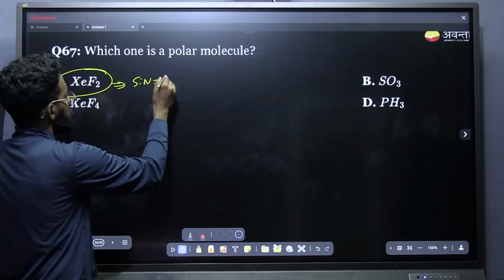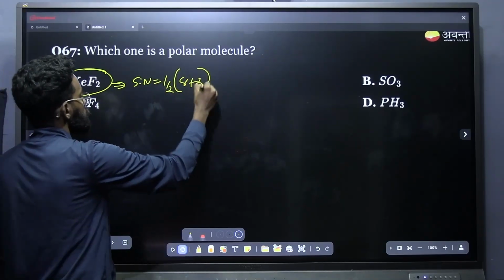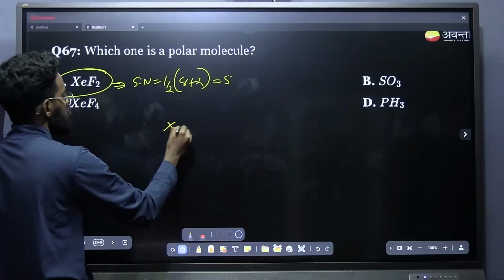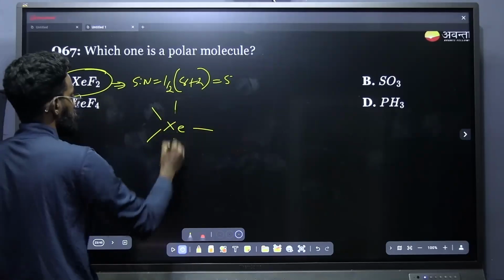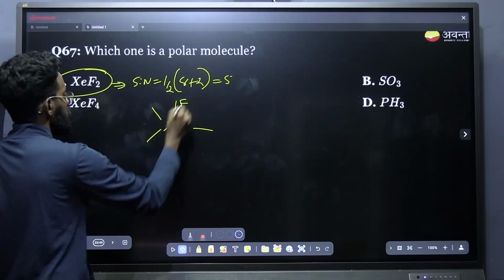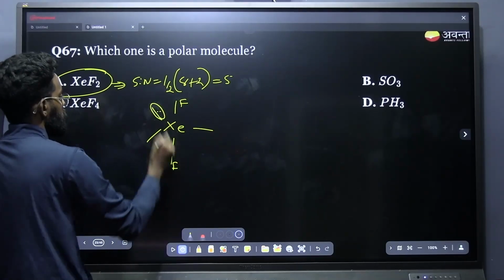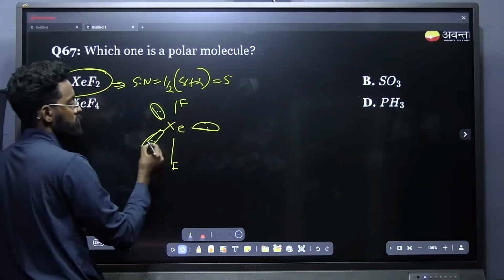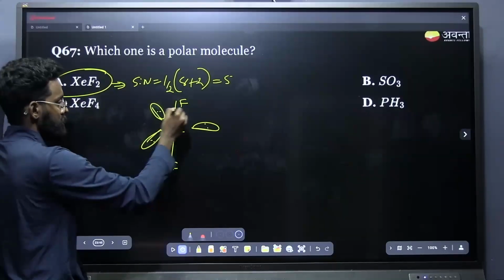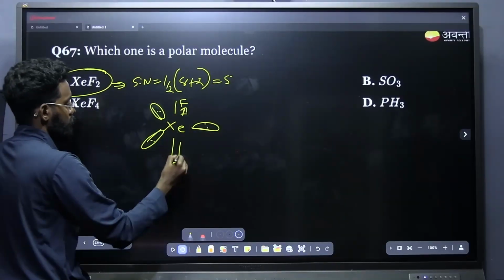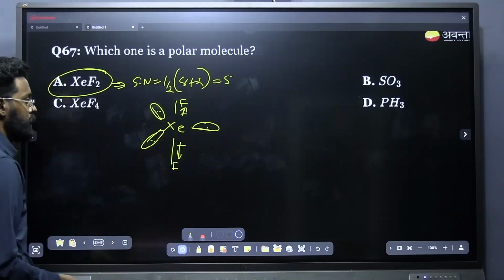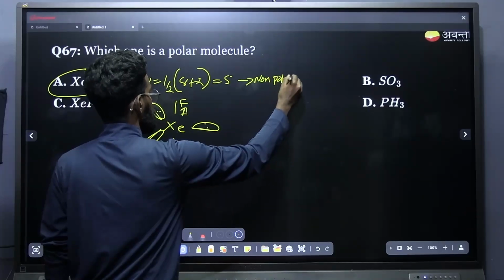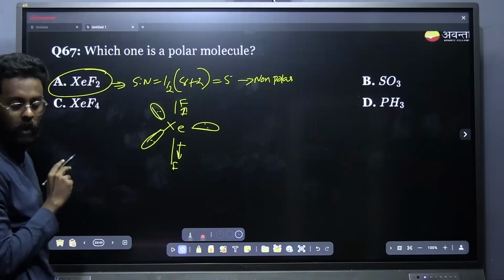Steric number. What is the steric number? Half into 8 plus 2. That is 5. Now for 5 it is trigonal bipyramidal. And the 2 fluorine will be attaching on the axial position, and there are 3 lone pairs. Now here you can see the lone pairs are positioned in such a way that they cancel their dipole moment, and the fluorine positions also cancel their dipole moment. So XeF2 is non-polar. Even though there is a presence of lone pairs, here it is non-polar.